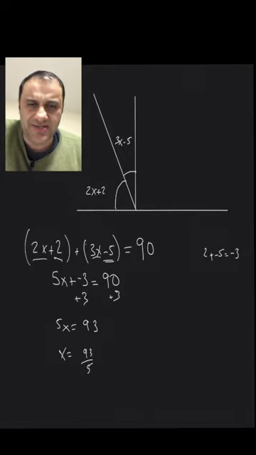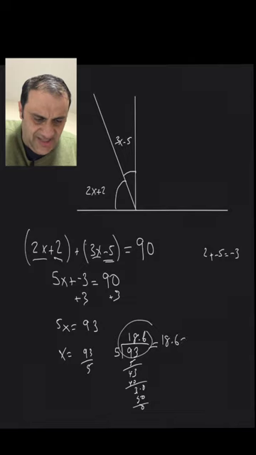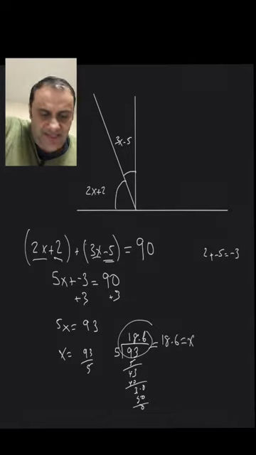If you look at all the answers, they're in decimals, not in fractions, so I would probably just put this into a decimal. So 5 goes into 93, 18.6 equals x. Now let's just figure out the angles.